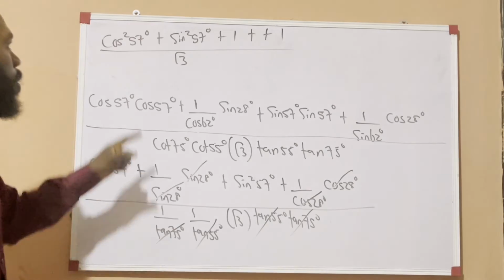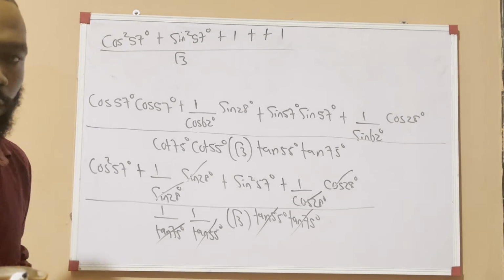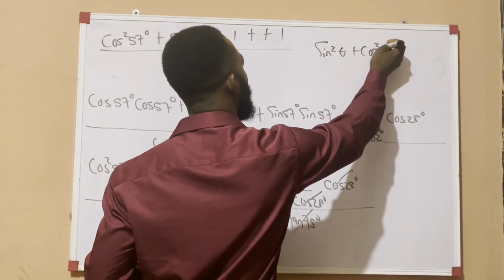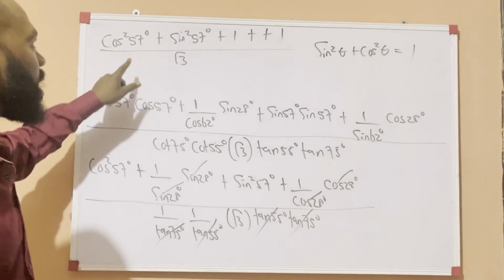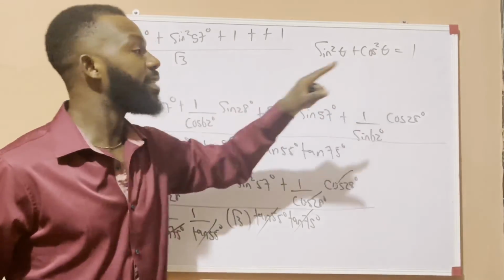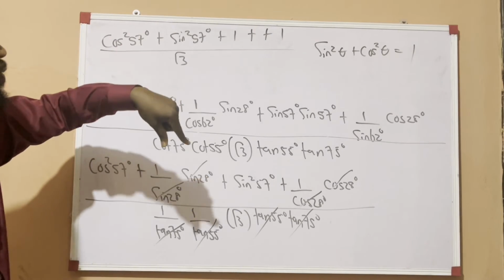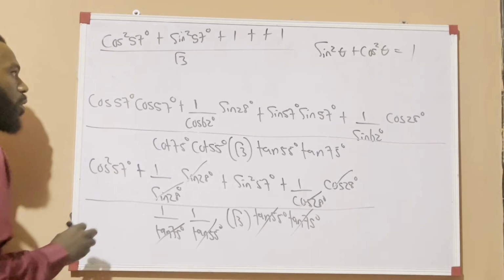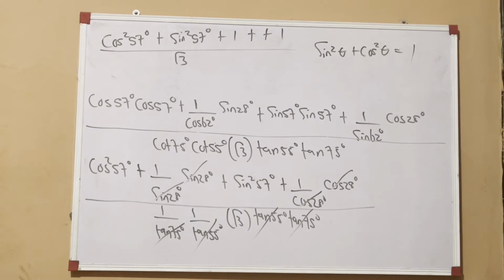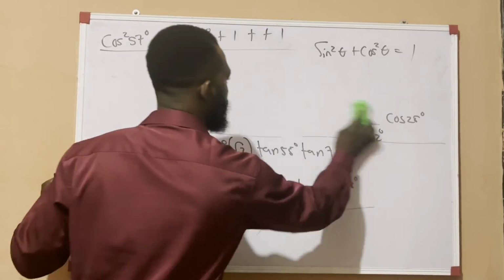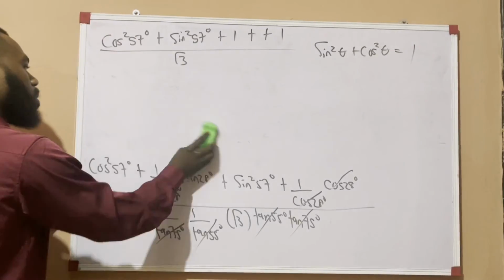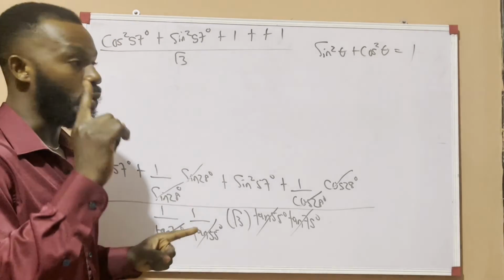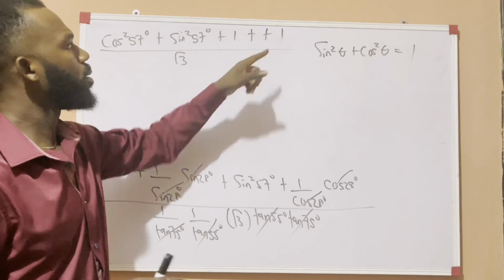Are you with me? Now, from the trigonometry identity which says sine squared theta plus cos squared theta is equal to 1, you will see that this identity and cos square 57 degrees plus sine square 57 degrees are the same thing. So automatically cos square 57 degrees plus sine square 57 degrees will give us 1. So now, if that is 1, then 1 plus 1 is 2, 2 plus 1.